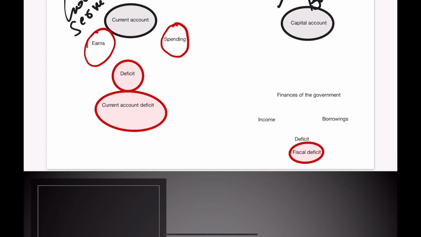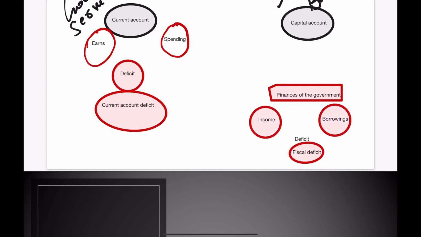Fiscal deficit is basically the concept which deals with the finances of the government. The government has certain income, and the government has certain borrowings. What is the income of the government? Government collects taxes from the people, so this is a major chunk of the income of the government. When the borrowings of the government, borrowing from IMF, from people, from the market, are more than the income of the government, again you deal with a problem called deficit, that is called fiscal deficit.